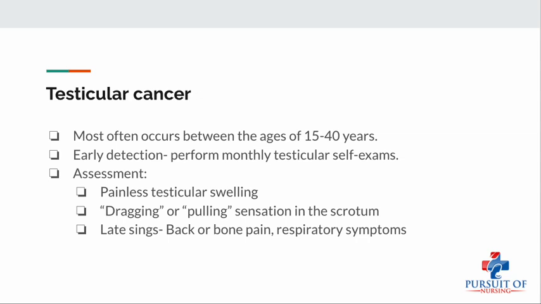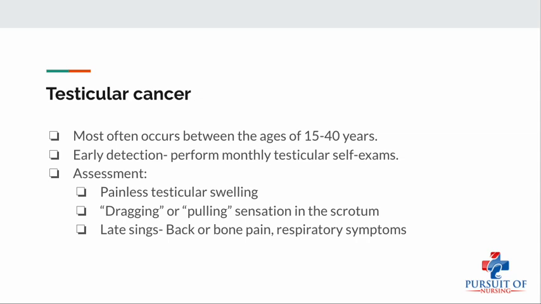Of course, early detection is key. Early detection is going to be made with monthly testicular self-exams. These testicular self-exams are going to be best performed right after a shower when the scrotal skin is very moist and relaxed. That's going to make the testicles easier to feel.